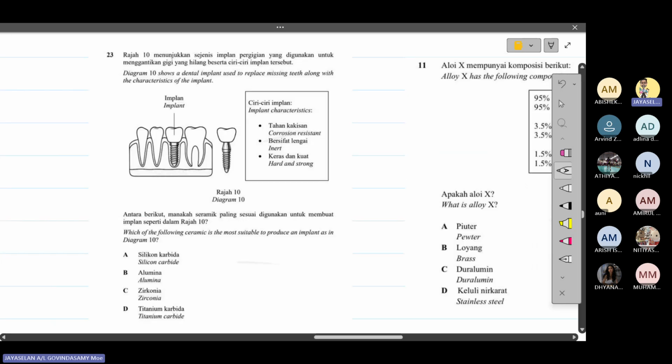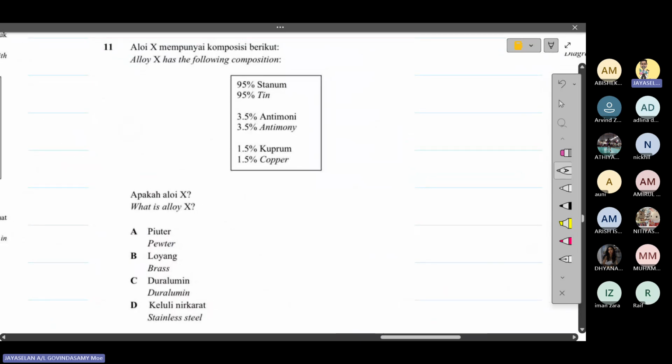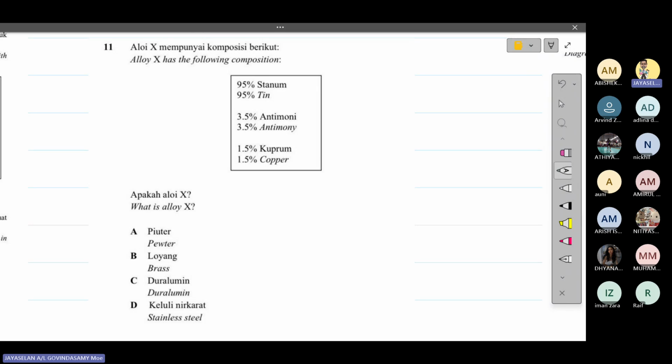Okay, 1 minute 5 seconds. Okay, now alloy X has the following composition. Okay, so tin, antimony, and copper, cuprum. So what is alloy X?